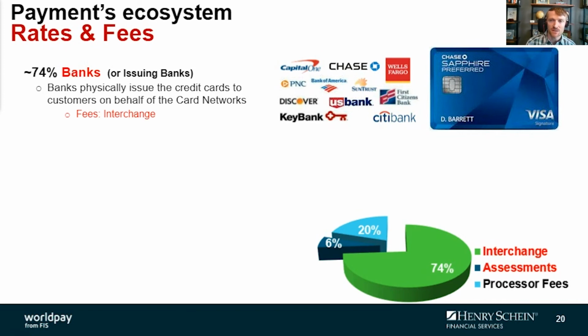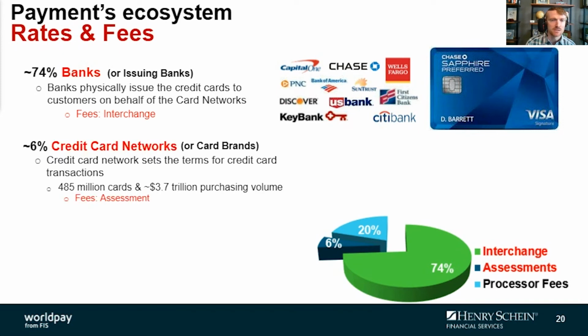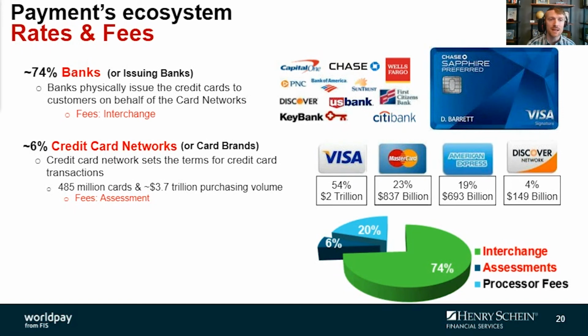So you might start to think, where do the card brands come into play with this? Just some touch points there of the card brands: your Visa, MasterCard, Amex, and Discover. They have 485 million cards in circulation, a pretty staggering number, with almost $4 trillion in purchasing volume flowing through those card brands. You'll notice on the right that Visa has about half of that flowing through their network, MasterCard a quarter, and so on. So they receive about 6% of the revenue involved with this payments ecosystem when it's tied to those card issuing banks.